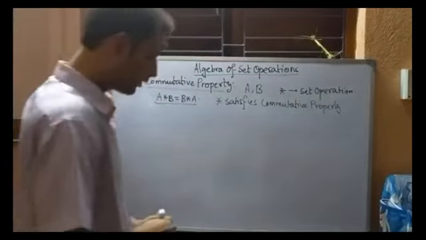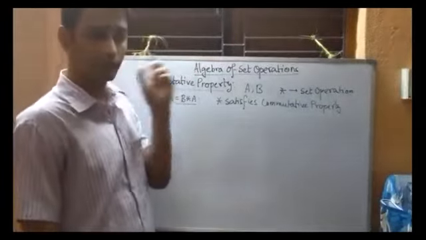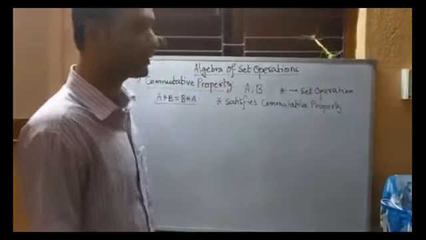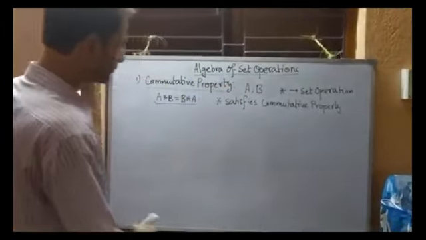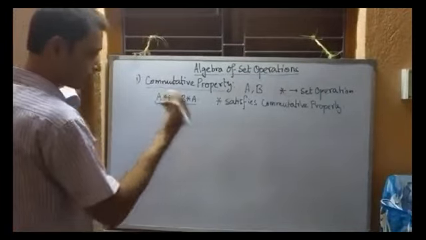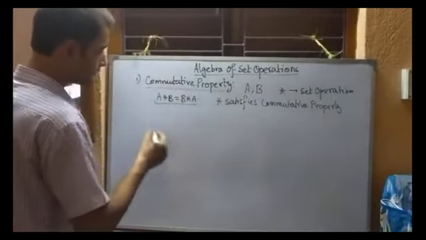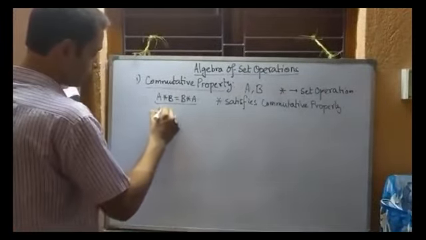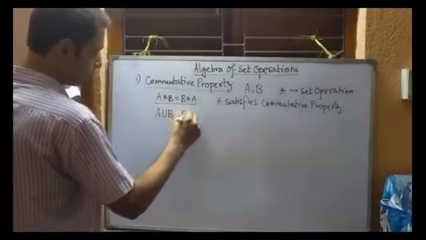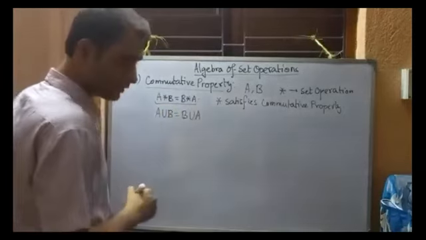So one by one we will see all the properties. We will verify this property for all the set operations. So first of all, let us verify it for union. We have to verify whether A union B is the same as B union A.